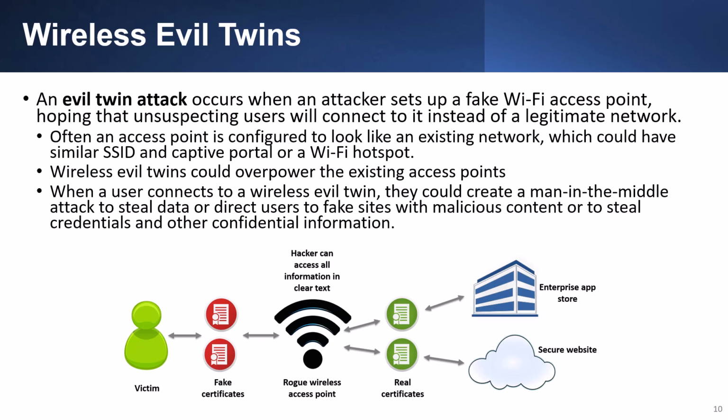An evil twin attack occurs when an attacker sets up a fake Wi-Fi access point, hoping that unsuspecting users will connect to it instead of a legitimate network. Often, an access point is configured to look like an existing network, which could have a similar SSID and captive portal or a Wi-Fi hotspot. Wireless evil twins could overpower the existing access points.